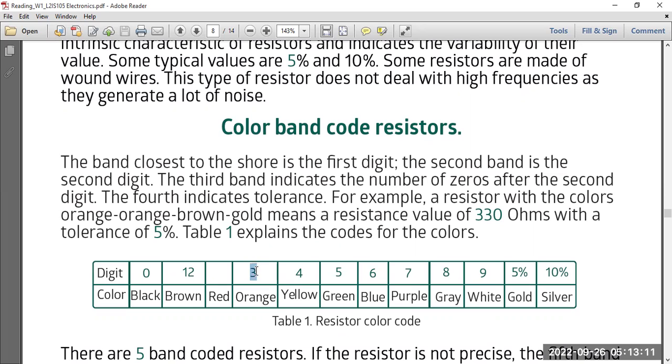So as in the example, the first color is orange. So it means that the first digit is 3. Then again orange, so it is 33. Then I have the brown. Brown has a code of 1, so it means 10 raised to the power 1. So it makes 10. So 33 times 10 makes 330 ohms. Then I have a gold line. These two are the tolerances. Gold is 5% and silver is 10%. So it means that it is 5%.